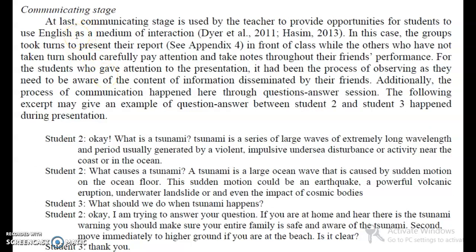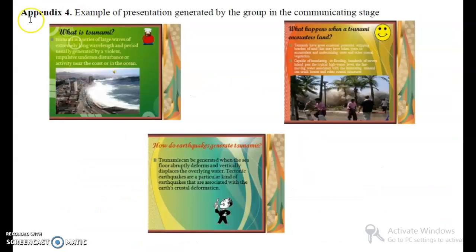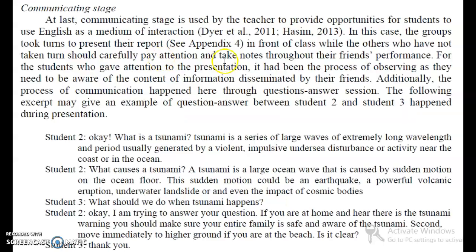And the last stage is the communicating stage. The communicating stage is used by the teacher to provide opportunities for students to use English as a medium of interaction. In this case, the group took turns to present their report, see Appendix 4. Here is Appendix 4, an example of a presentation generated by the group in the communication stage. The students stand in front of the class, while the others who have not taken turns should carefully pay attention and take notes throughout their friend's performance.